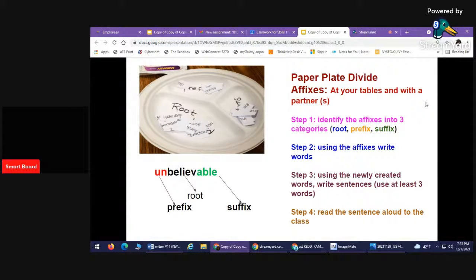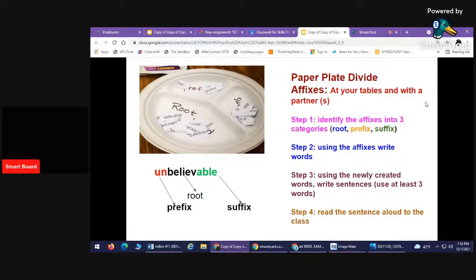Okay, so good evening, everybody. Welcome back. After watching that great movie and having that great discussion about the movie clip, let's do an activity where we're going to continue building vocabulary. This activity is entitled Paper Plate Divide. As you see on your desk, you have two paper plates, one with words cut out into different parts, and the other one has a division between roots, prefixes, and suffixes.